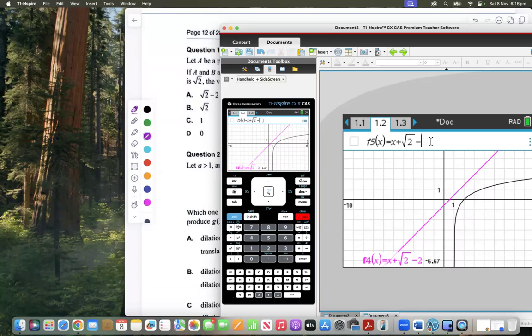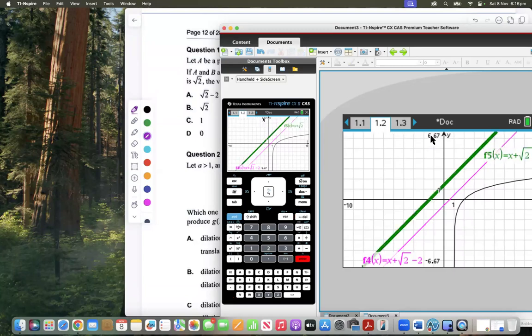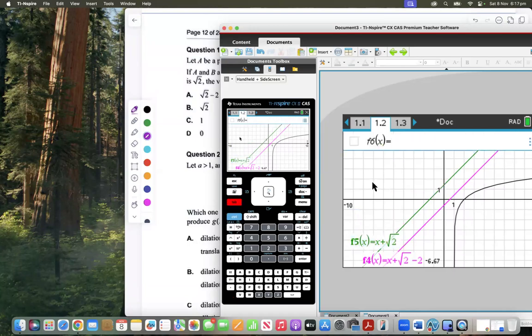So just root 2. It's above. Okay, get that one over here as well. Third one. Third one is x plus 1. It's there. Close it. Next line is just x.